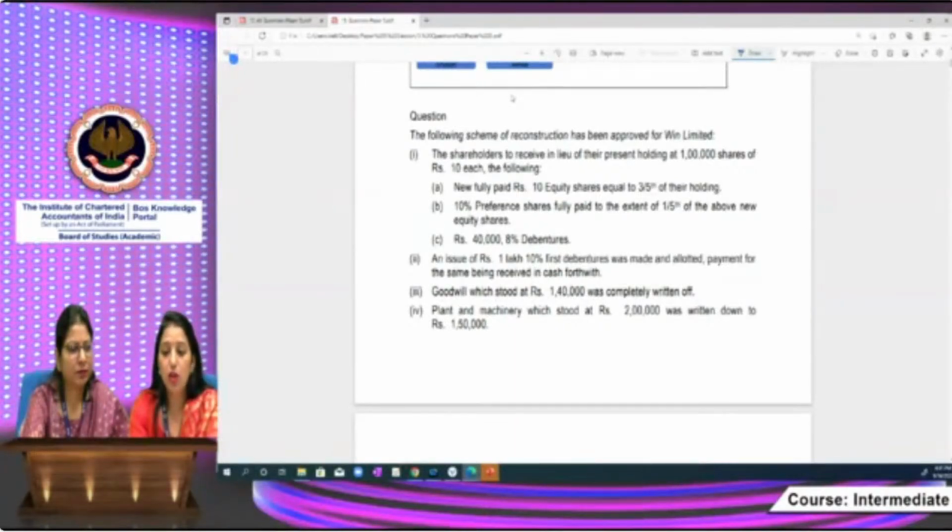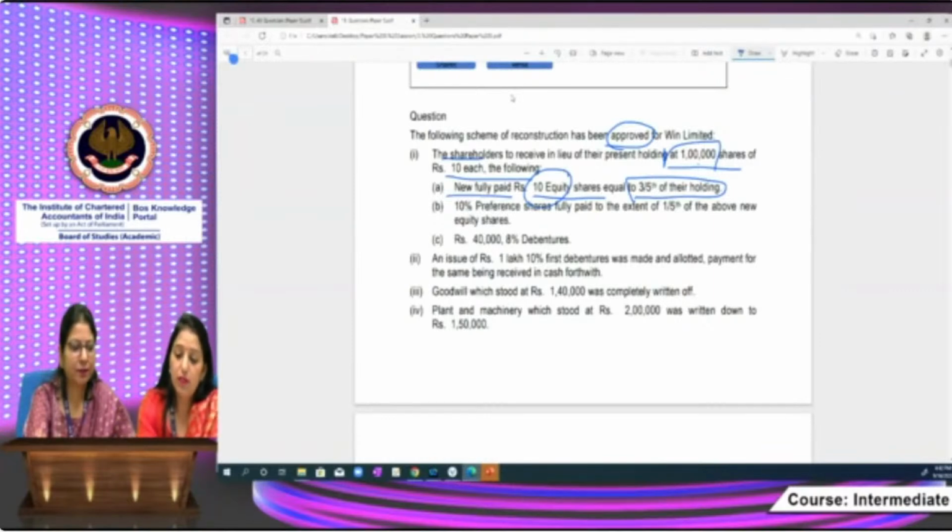This question says the shareholders are to receive, in lieu of their present holding of 1 lakh shares of rupees 10 each, the following. Any scheme of reconstruction should be approved. And this approved scheme says the shareholders will receive new fully paid equity shares of rupees 10 each, equal to 3/5 of their holding. Their holding was 1 lakh.